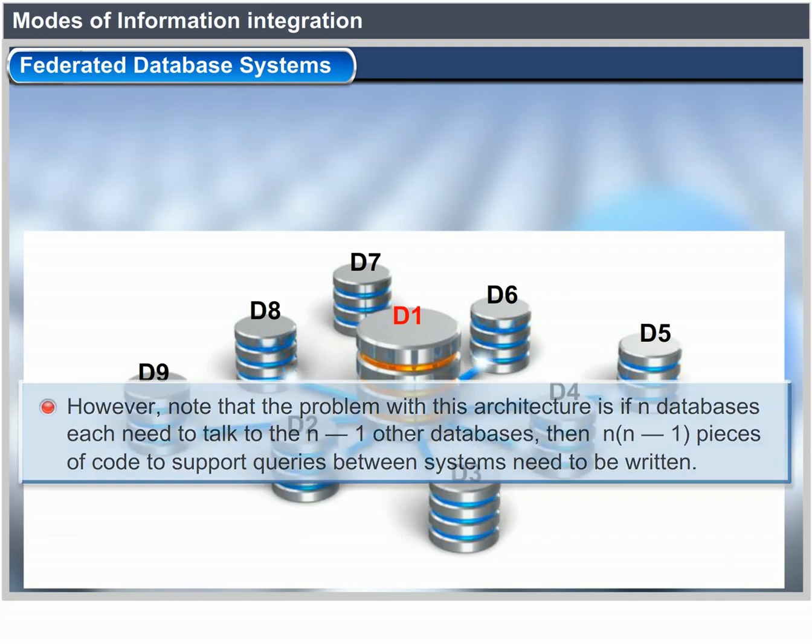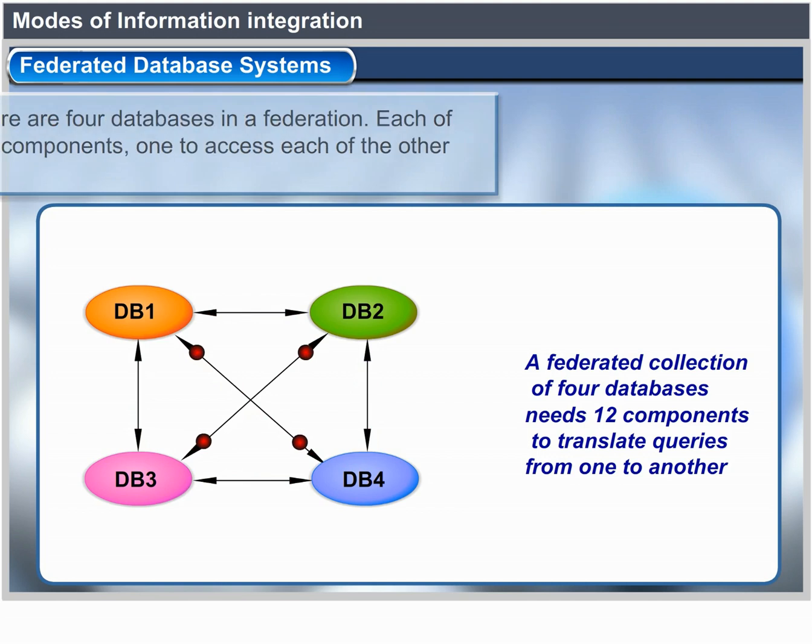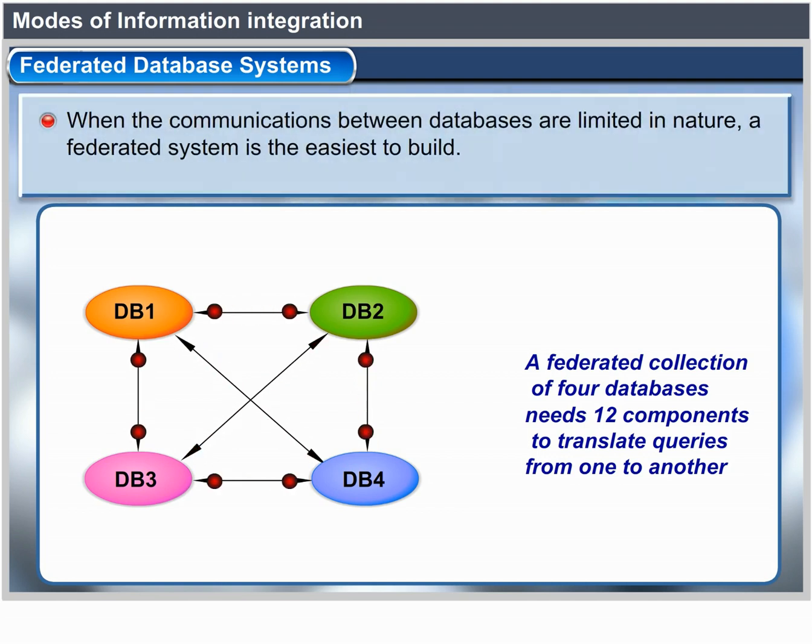In the below figure, there are 4 databases in a federation. Each of the 4 needs 3 components, one to access each of the other 3 databases. Nevertheless, a federated system may be the easiest to build in some circumstances, especially when the communications between databases are limited in nature. A federated collection of 4 databases needs 12 components to translate queries from one to another.